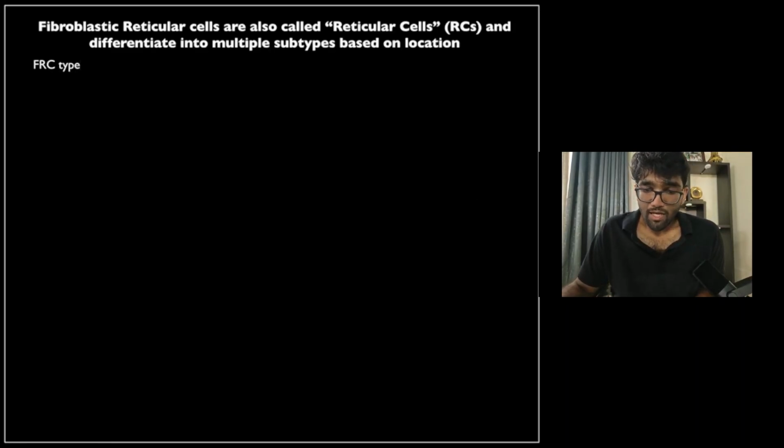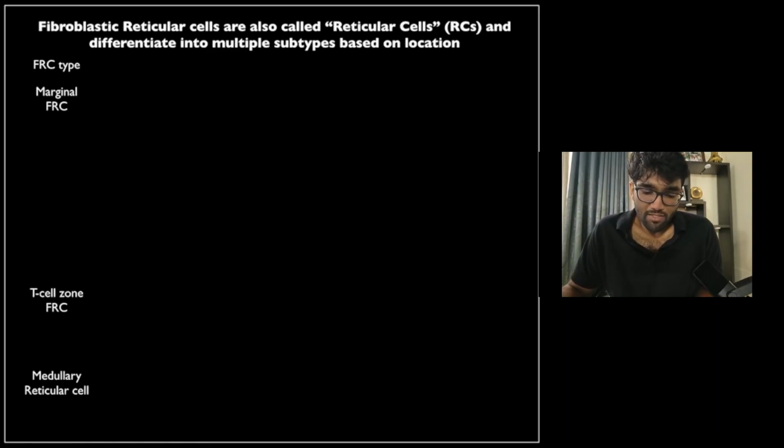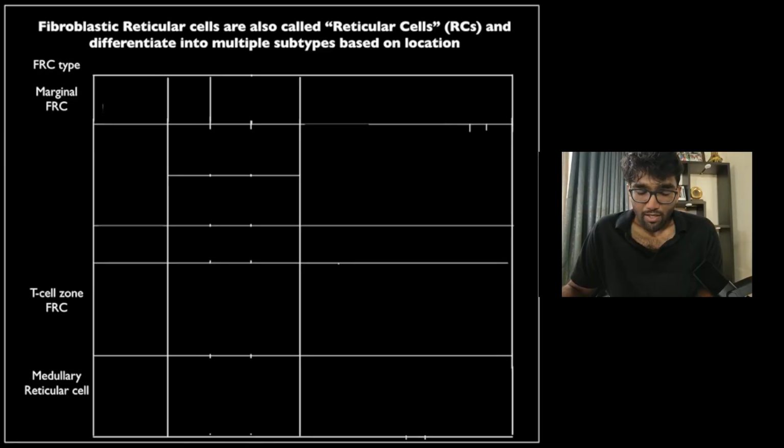Fibroblastic reticular cells are also called reticular cells and differentiate into multiple subtypes based on their location. So what we'll do is we'll talk about certain fibroblastic reticular cells based on their location. The ones that I want to highlight initially are marginal FRCs, T cell zone FRCs, and medullary reticular FRCs. So we'll talk about the specific production of CXCL13, CCL19 and 21, and CXCL12, and you'll understand then what role these FRCs play, and we'll understand their function.